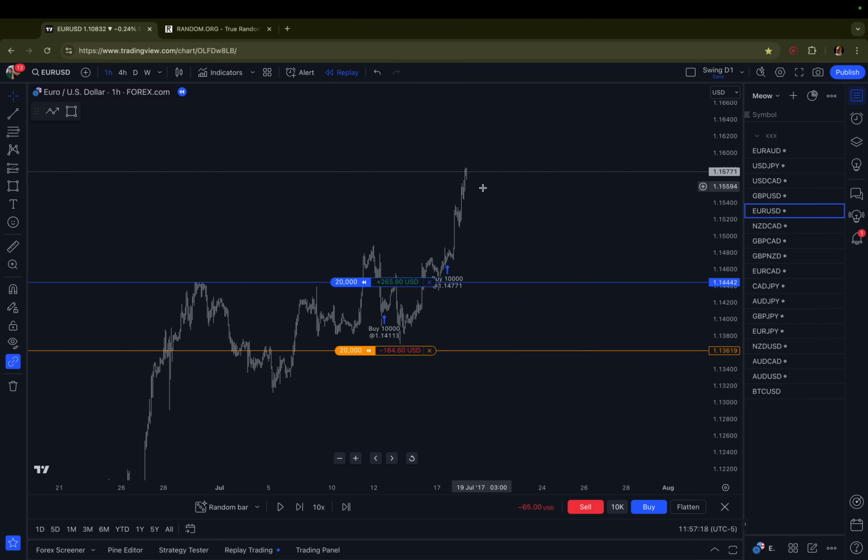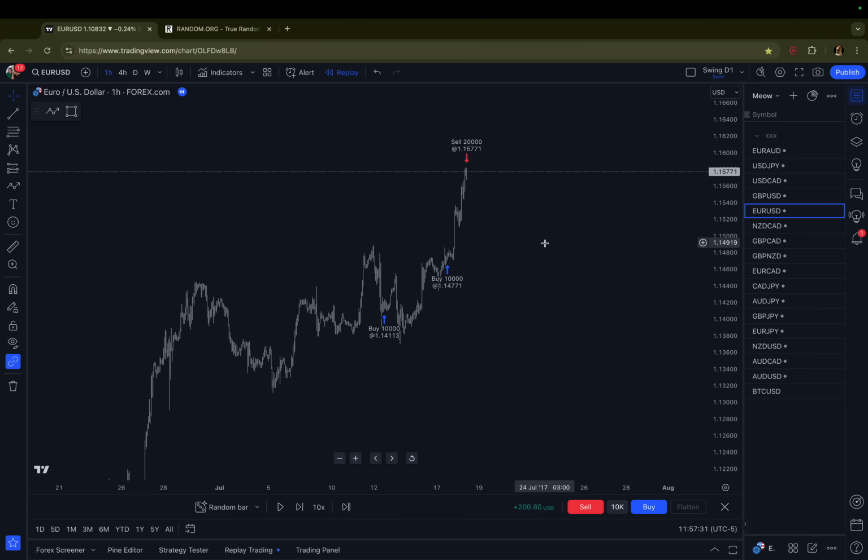So this has started to go into profit. I think that since the price has moved far enough in this direction, there's likely to be a movement here downwards. So what I'm going to do is close the trade there in profit.